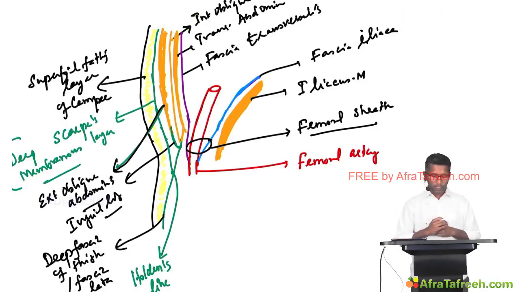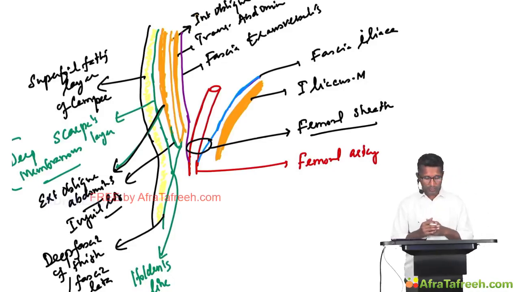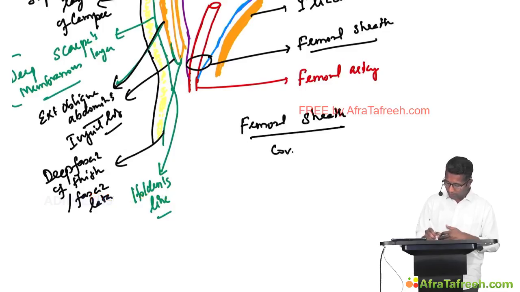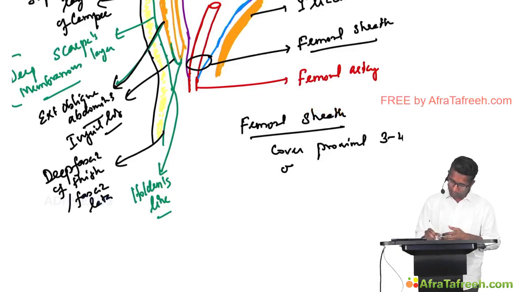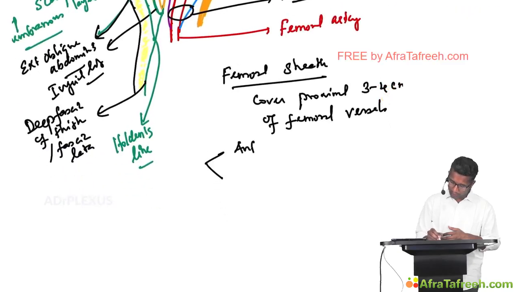So the femoral sheath is formed on the anterior part by fascia transversalis. What is the femoral sheath, guys? The femoral sheath is a fascial sheath which covers the proximal 3 to 4 centimeter of the femoral vessels. Okay, and it has two layers. One is called an anterior layer, and another is called a posterior layer.